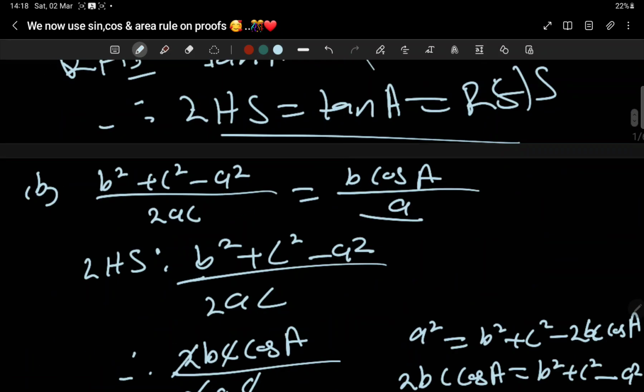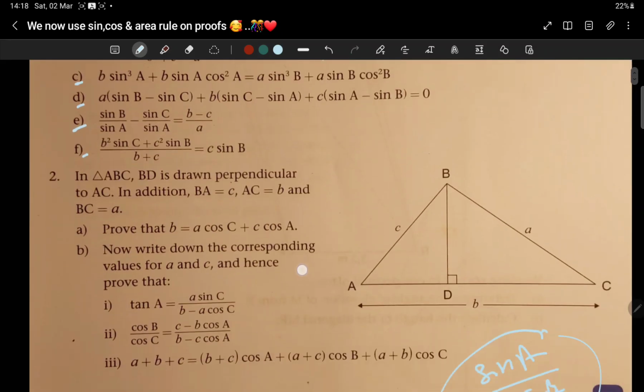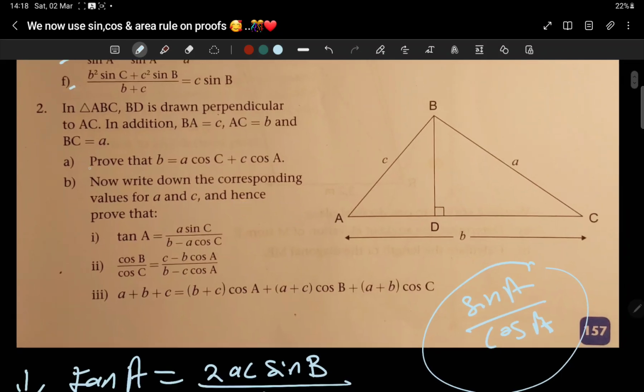Let's go to the next section of this question, which is number two. Yeah, number two. I'm not kidding you, Dasha. Next video, do number two.